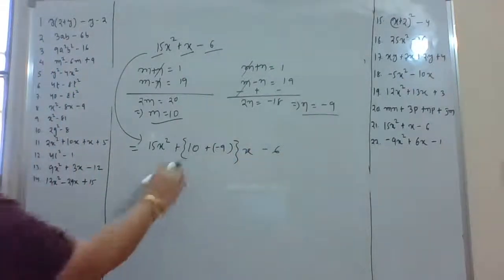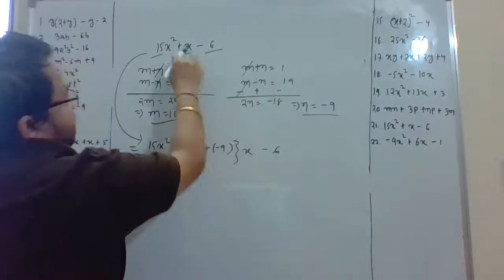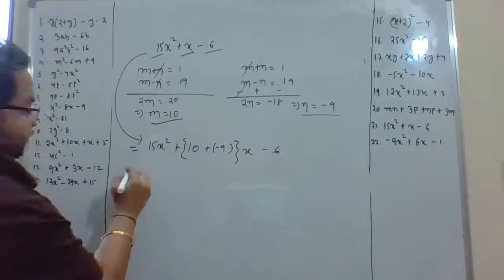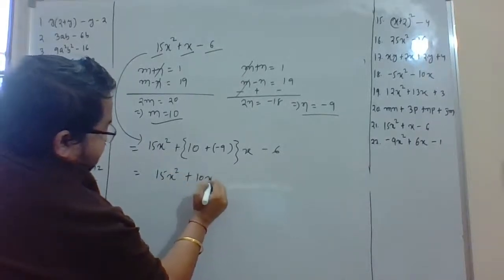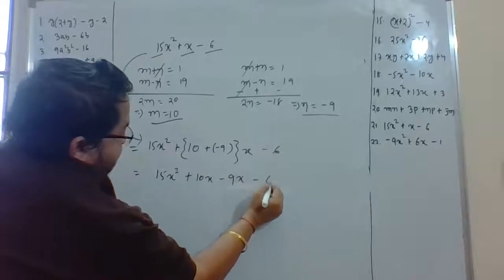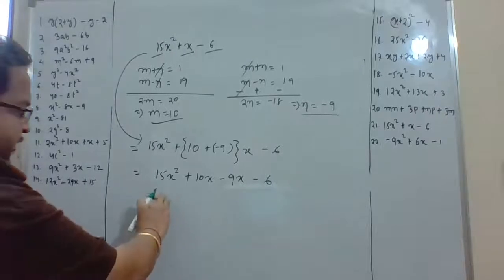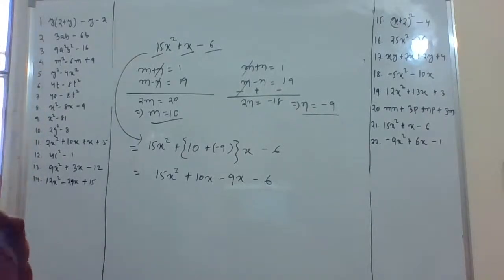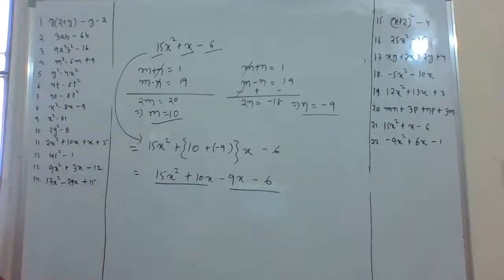So if you see here, 10 plus minus 9 is nothing but 10 minus 9, that is 1. 1 into x is x. So nothing is changed. So that is nothing but 15x squared plus 10x minus 9x minus 6. Now let's see what we can get as the common factor, and which ones it would make more sense to group them together. Okay, so if I take the first two, yeah, I think this would make sense. So group these two and group these two together.